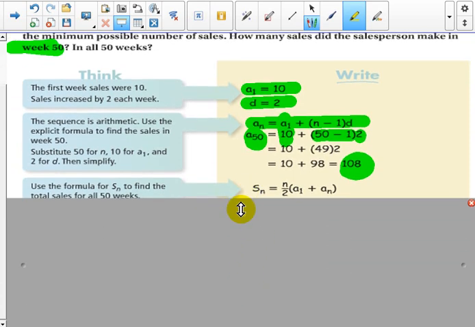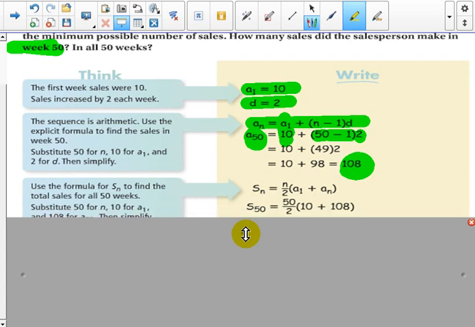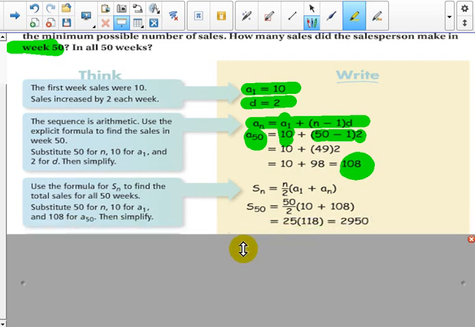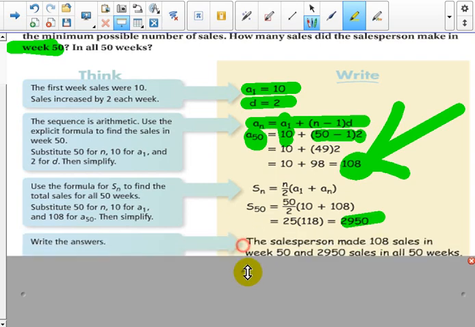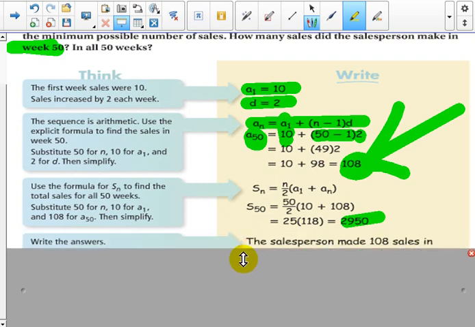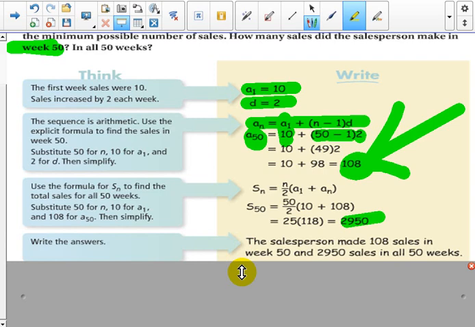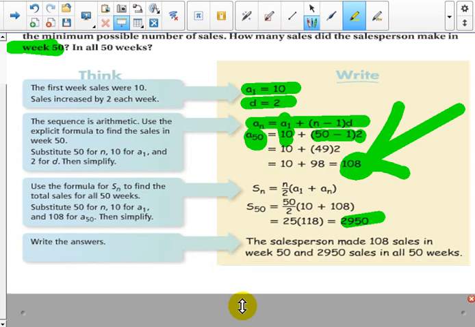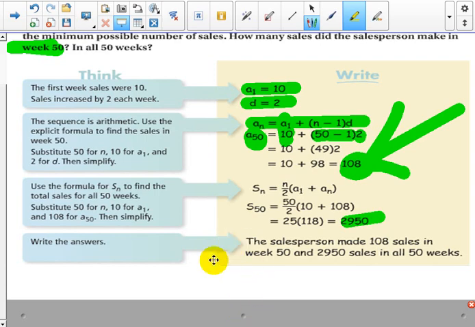So we know it's 50 terms in all, so S sub 50 is equal to 50 divided by 2 times the first term plus the last term, so 10 plus 108. So it's 25 times 118, which is 2,950. So in the 50th week they'll have 108 sales, and the sales of all 50 weeks will total 2,950. And that's how you work these. So the salesperson made 108 sales in the 50th week and 2,950 sales in all 50 weeks.